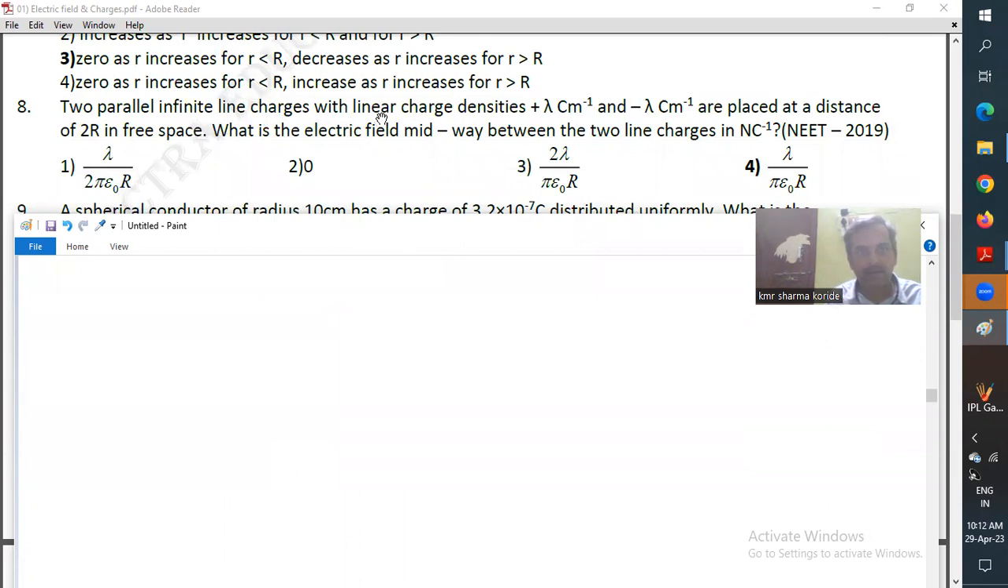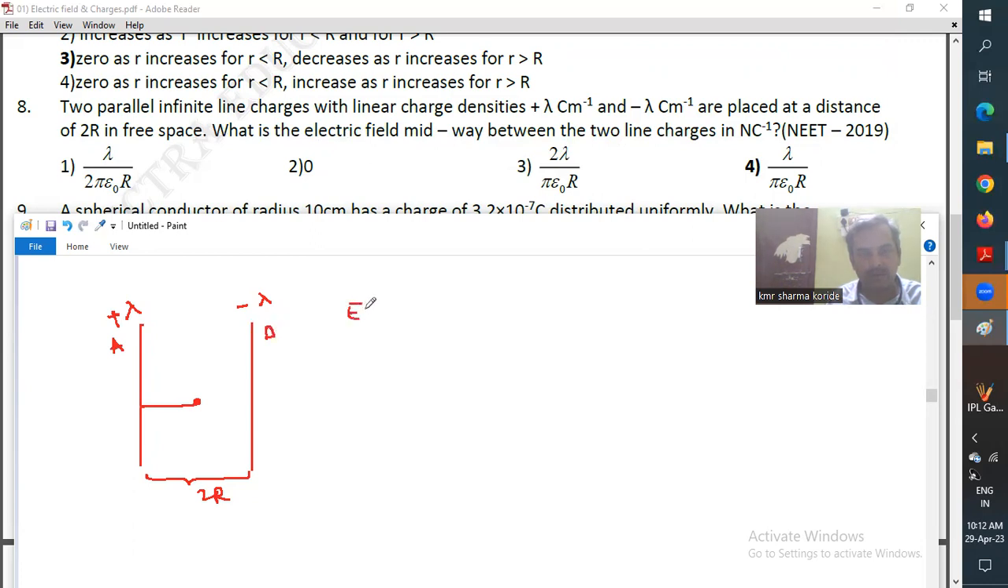Two parallel infinite line charges with linear charge densities, first one plus lambda coulomb per meter, second minus lambda coulomb per meter, are placed at a distance 2r in free space. Let us say this is the infinite line charge with positive lambda, and this is another infinite line charge with linear charge density minus lambda. These two are separated by a distance of 2r. What is the electric field midway between the two line charges? So here this is r from either infinite line. This is A, this is B.